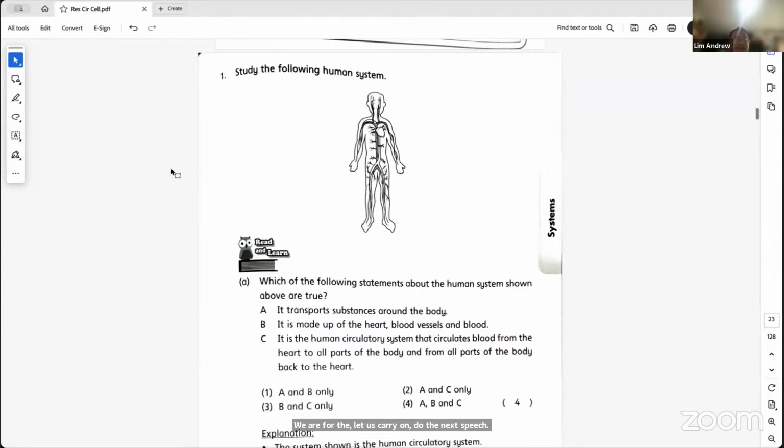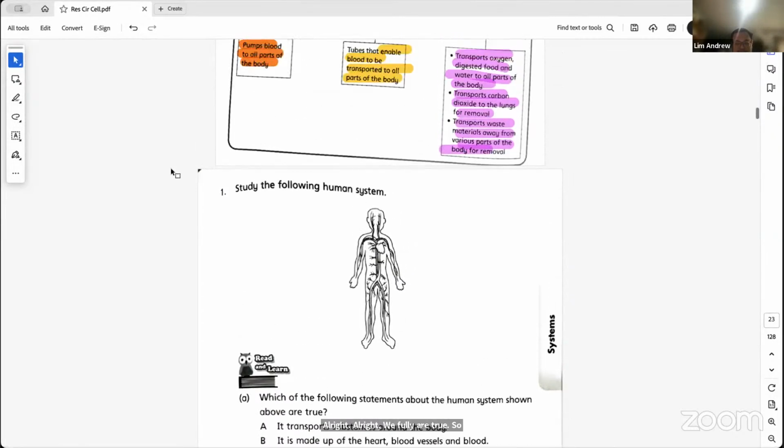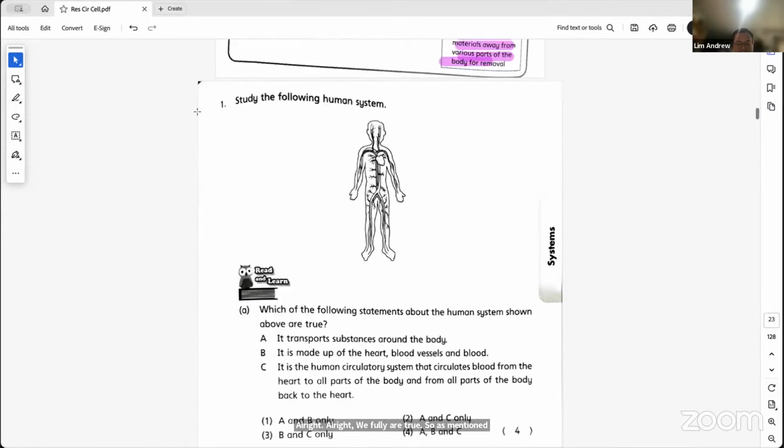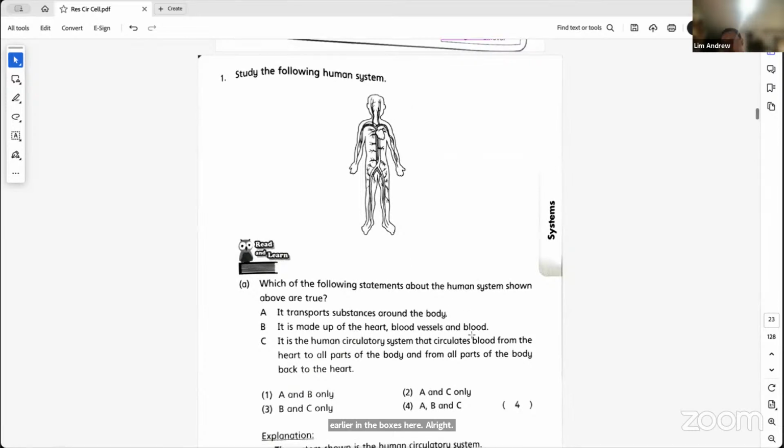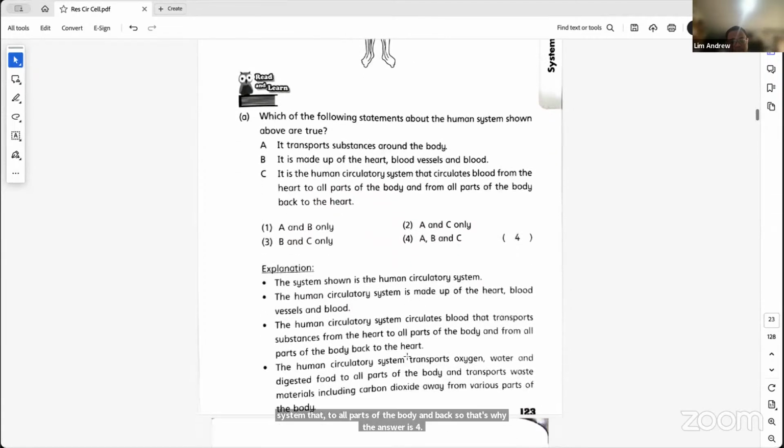All right. Study the human system. Which of the following are true? So as mentioned earlier in the boxes here, the answer is 4, A, B, C, because the system transports substances around the body. It is made up of heart, blood vessels, and blood. And it is the system that circulates blood from the heart to all parts of the body and back to the heart. So that's why the answer is 4. Well, the explanation is as follows. I believe that is quite clear.